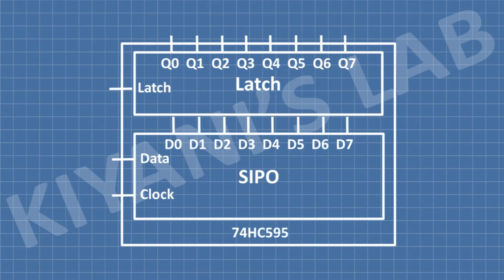The 74HC595 chip consists of an 8-bit shift register and an 8-bit latch which is connected at the output of the shift register. Now let's see some example circuits made with 74HC595 IC.